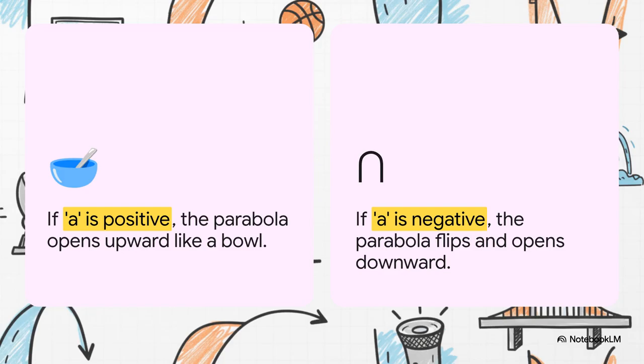Let's start with a. You could say a is the boss. If a is a positive number, the parabola opens upward, kind of like a smile. But if a is negative, it flips the whole thing upside down, more like a frown. The size of a also tells you if the curve is going to be wide or narrow.